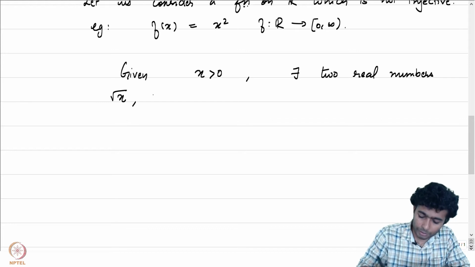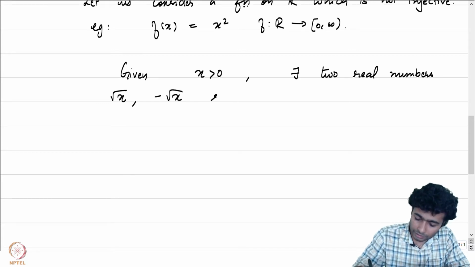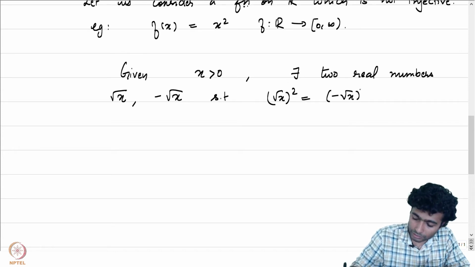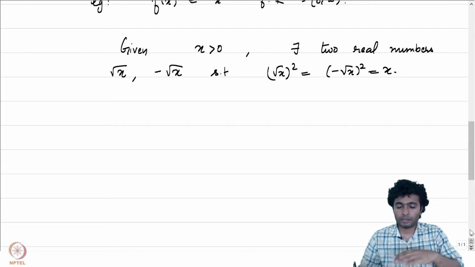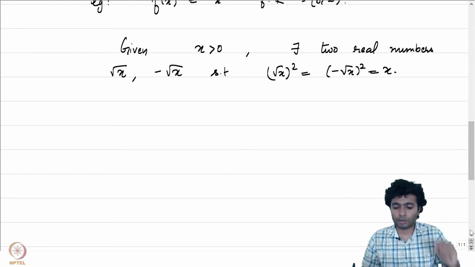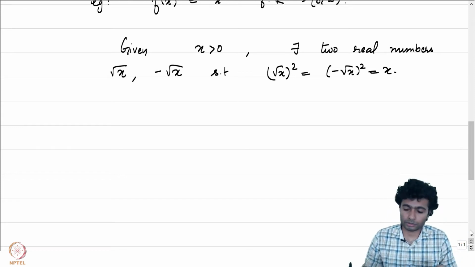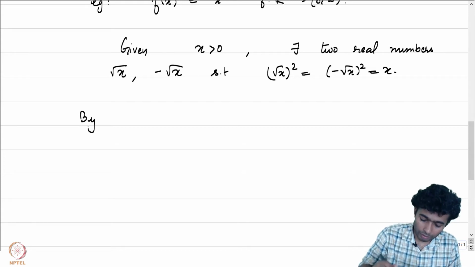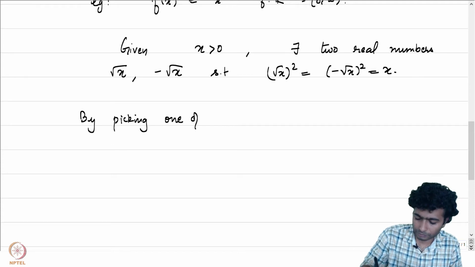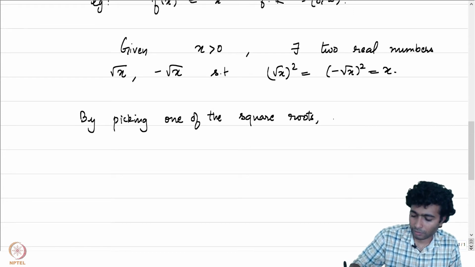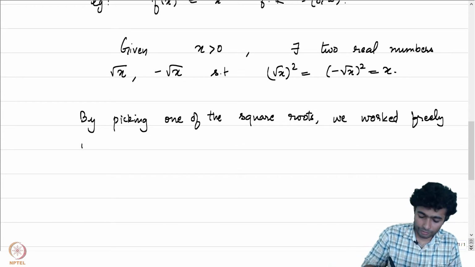Let me denote it by x and minus root x, such that root x squared is the same as minus root x squared, which is equal to x. And the way we handled this problem was by picking one of these two square roots. By picking one of these square roots, we worked freely with the square root function.